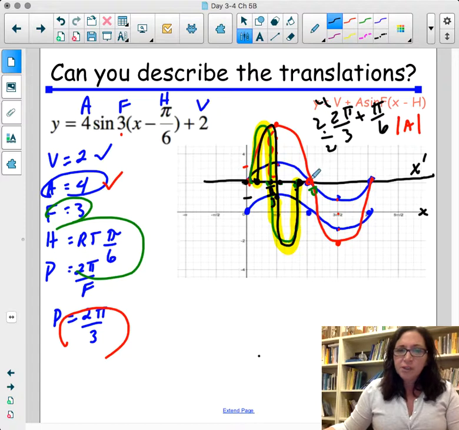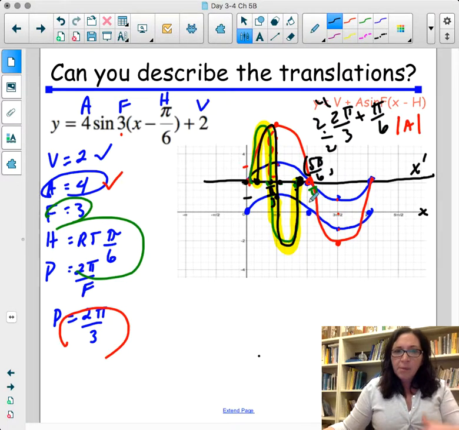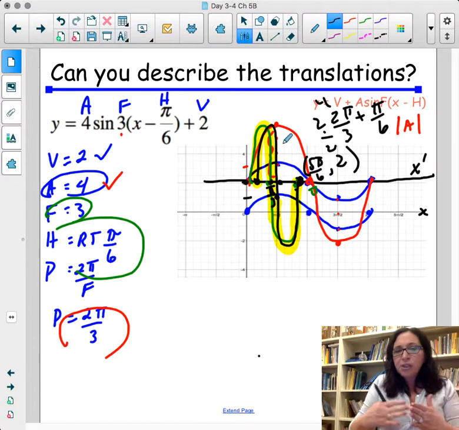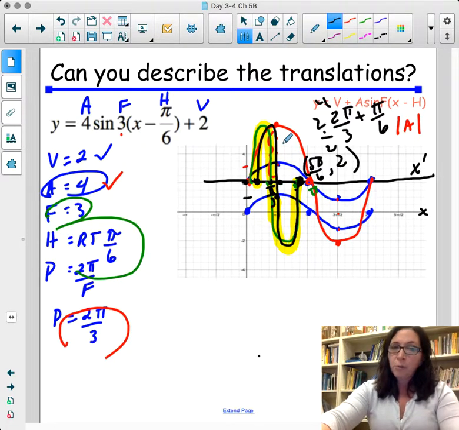Also, please make sure you put your critical points in. So like this point right here is over 5 pi over 6, but then remember it's up 2, like that. So make sure you put in all of your critical points. We're going to expect you to add in at least 3 or 4 critical points for each graph.